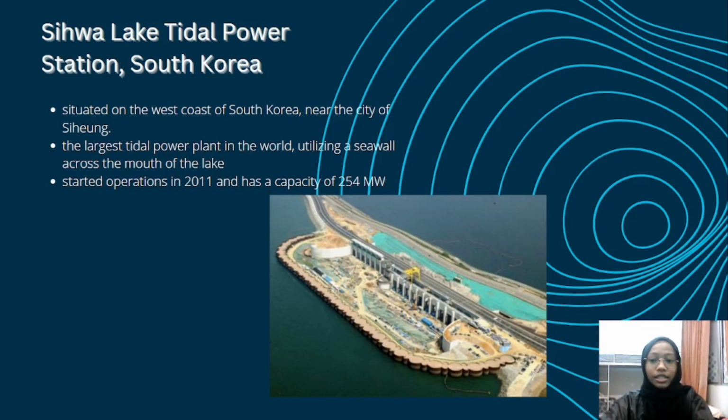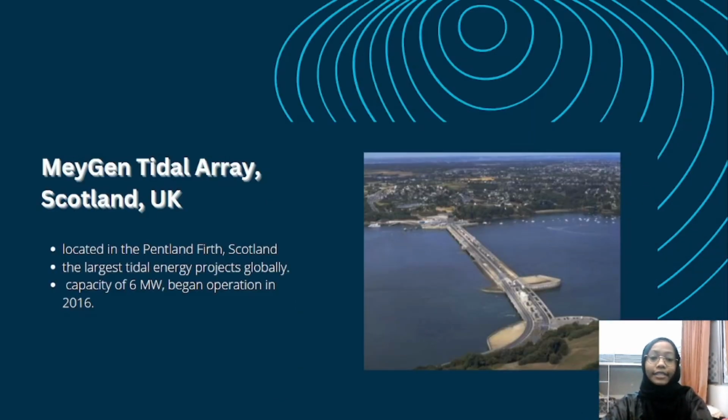This generation plant started operating in 2011 and has a capacity of 254 megawatts. And the third location of the generation plant is the MeyGen Tidal Array, Scotland.